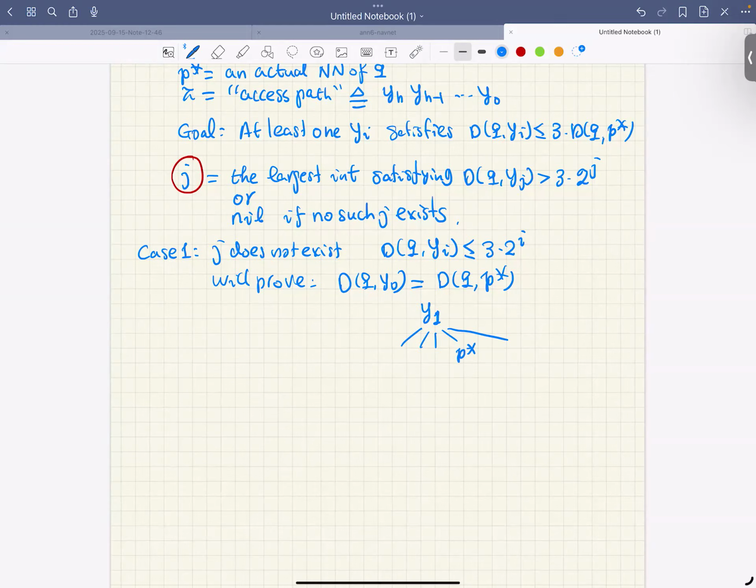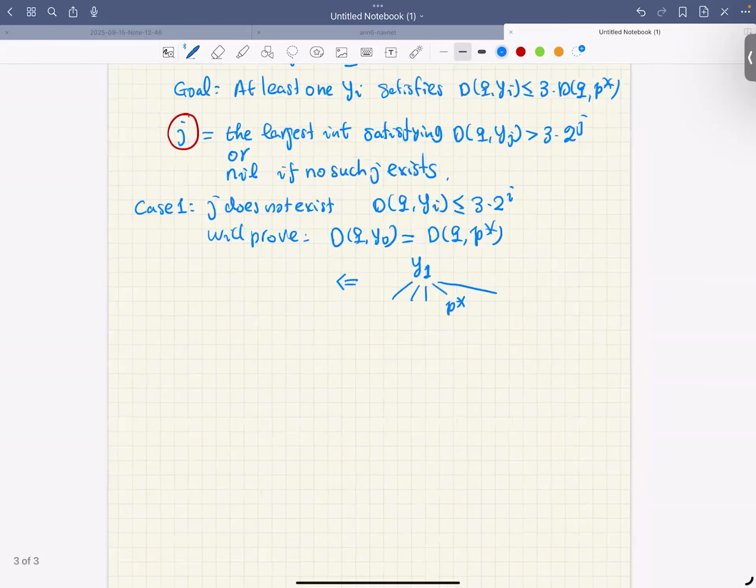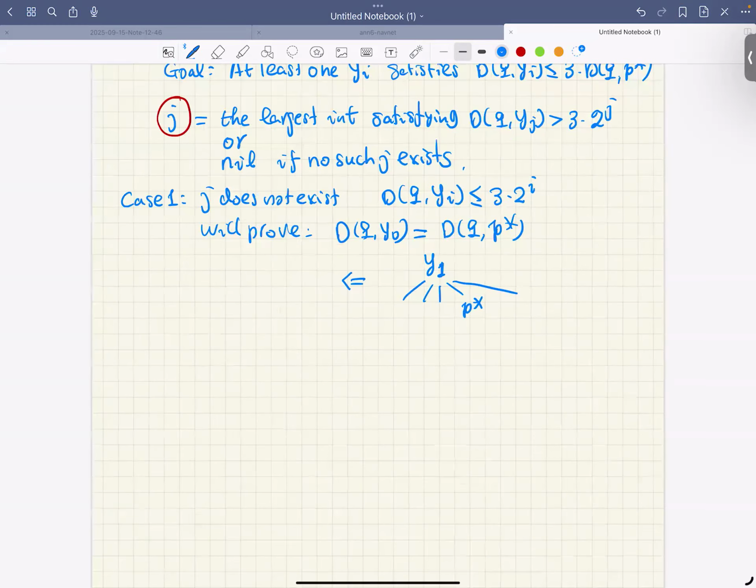So P star is the best you can have, right? So if you do not choose P star, you choose somebody else, and then that point must be as good as P star. You see what I'm saying? Okay, so this is the goal. So if I manage to prove this, then it implies that this Y0 will have to be a nearest neighbor, right? Exact nearest neighbor. All right, so how do I convince you that P star must be a child of Y1?